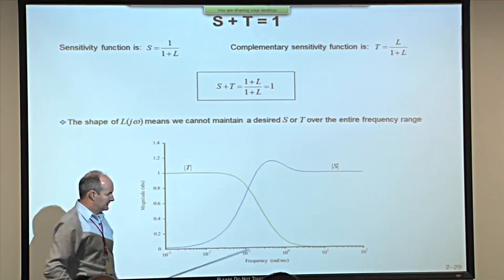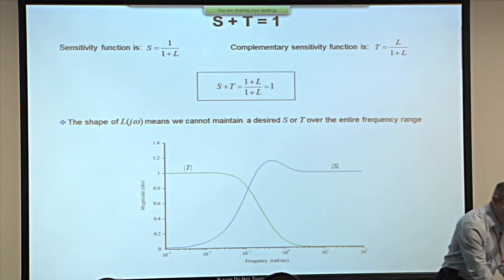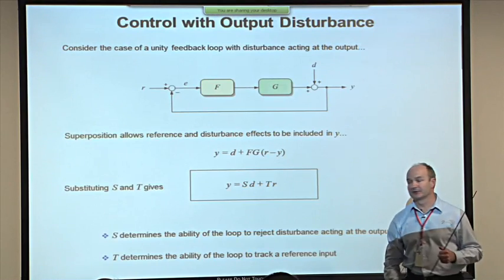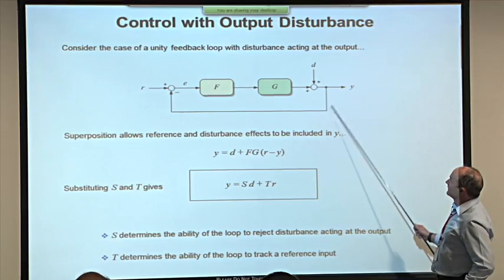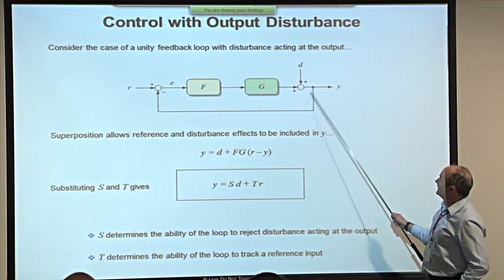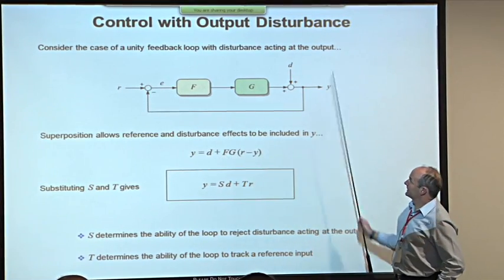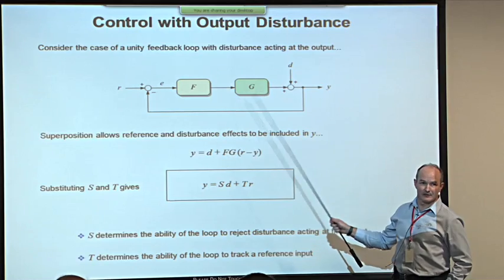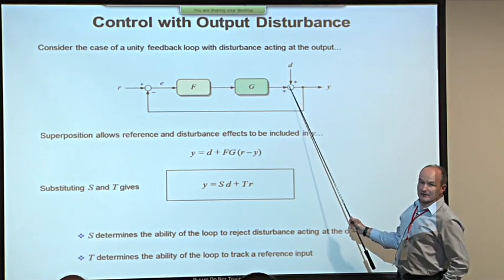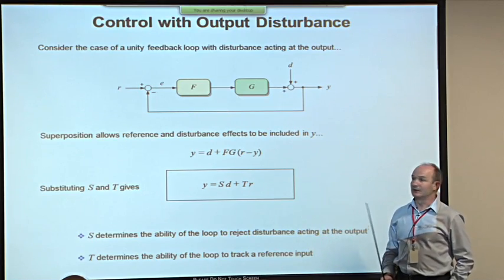Before I tell you why you get this curve, let me tell you what these two functions are telling us. It's easier to explain in terms of a unity feedback system where there is no significant dynamics in the feedback path. So E truly represents the difference between the reference input and the output. This loop has an extra input added here.